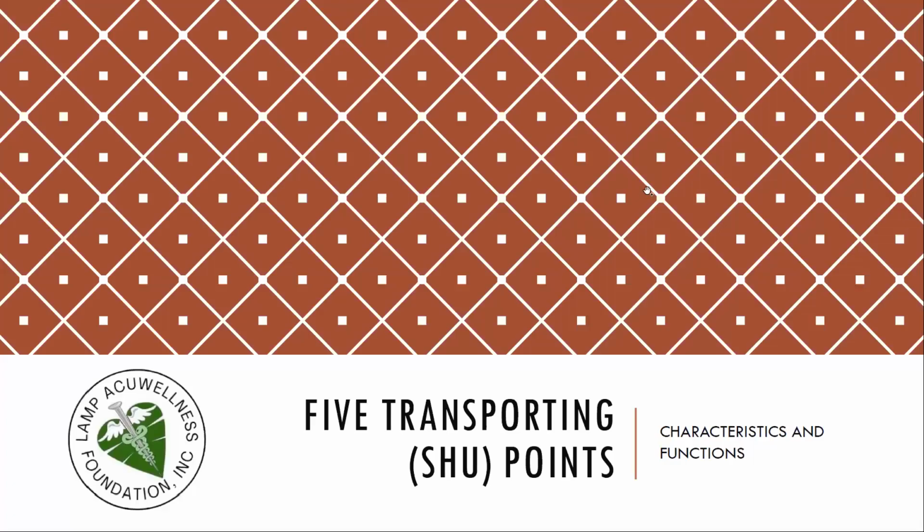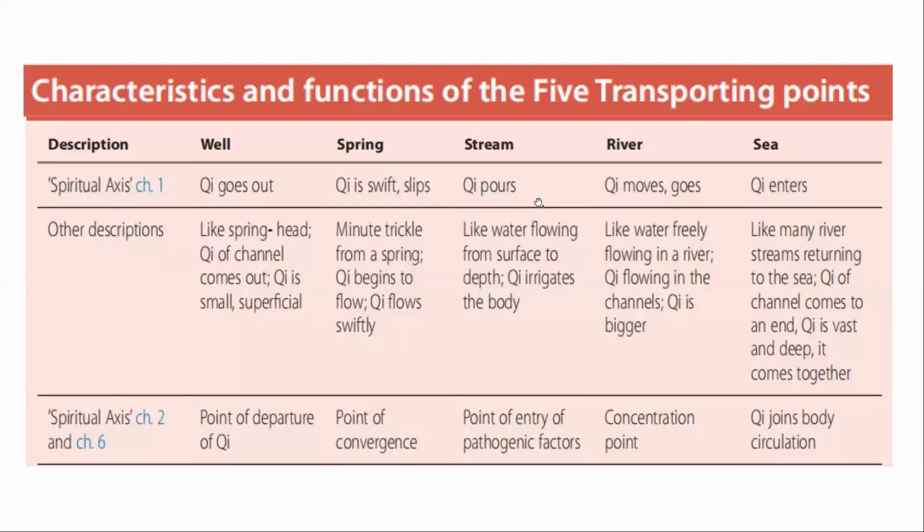Now we go to the 5 transporting points, characteristics, and functions. Now we have here the table for the characteristics and function of the 5 transporting points. For the description in the Spiritual Axis, chapter 1, the well points, Qi goes out; the spring point, Qi is swift and slips; for the stream point, Qi pours.